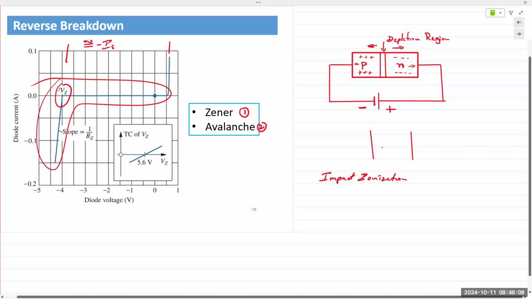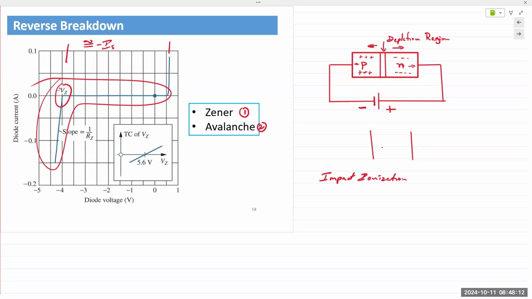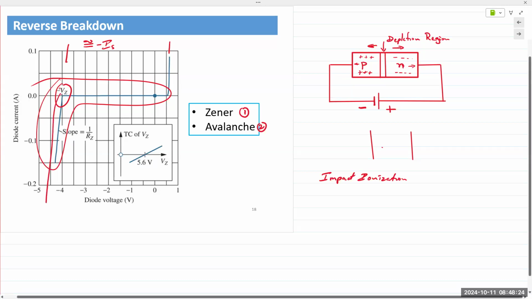Okay, impact ionization. One particle collides with another atom, releases more particles. They in turn would collide with other particles and other atoms. And then it just causes an avalanche of free carriers. And because of the free carriers, at that point, a huge amount of current results. And so this is exaggerated, okay, just to show a slight slope.